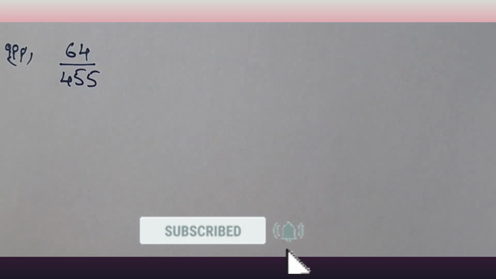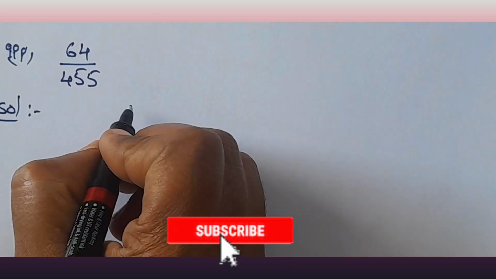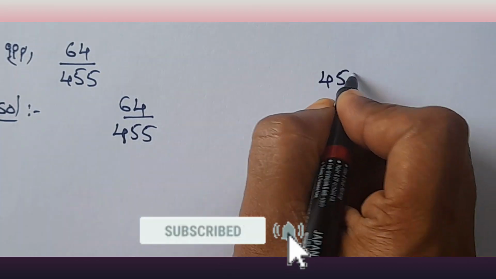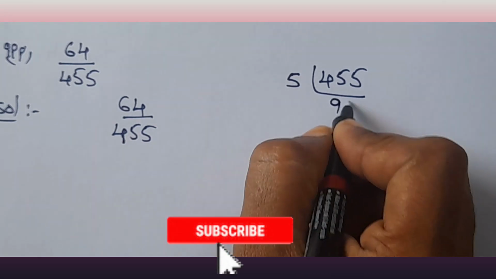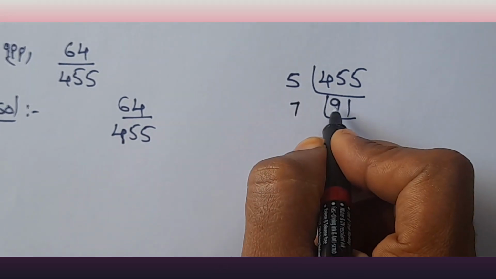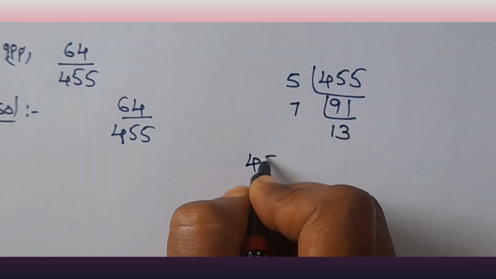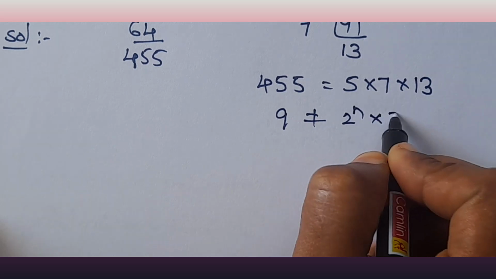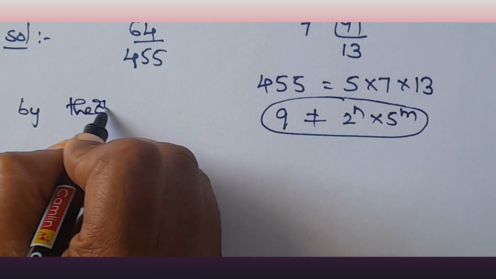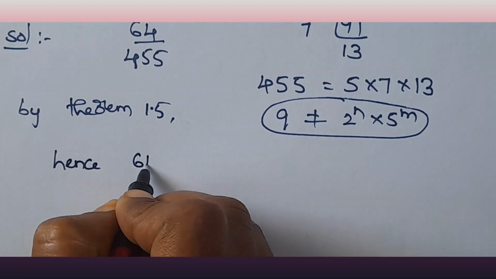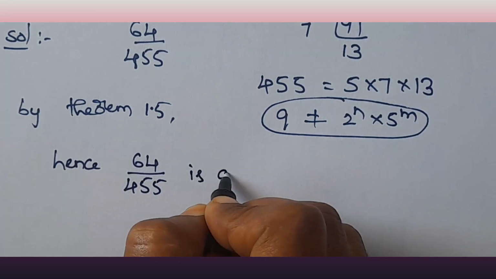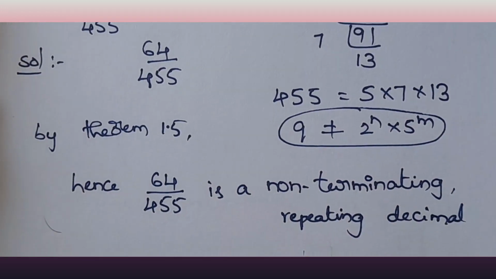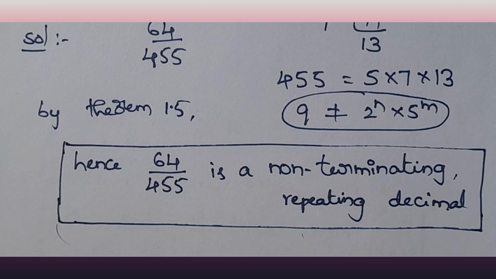Third bit, 64 divided by 455. Solution: given that the rational number 64 divided by 455 is in the form of p by q. Now we have to find whether the denominator is of the form 2 power n into 5 power m or not. 5 91s are, 7 13s are, 455 is equal to 5 into 7 into 13, which is not of the form 2 power n into 5 power m. By Theorem 1.5, the given rational number has a non-terminating, repeating decimal form.